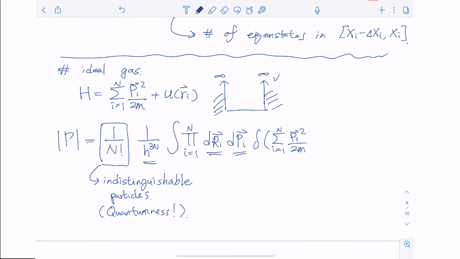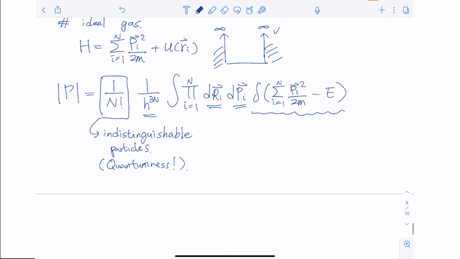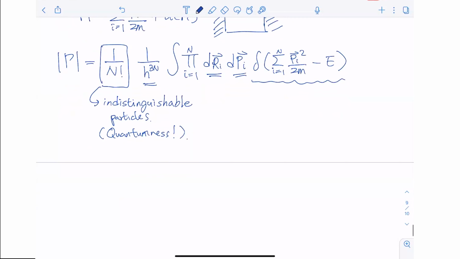So this is the total kinetic energy, and we require the total energy to be a specific energy E. Okay, so this is basically the idea of how to calculate the phase space volume. The only purpose for this delta function is that it specifies the integral such that we only take those integrals with the corresponding total energy E. Okay, so now we should be able to do the integral.